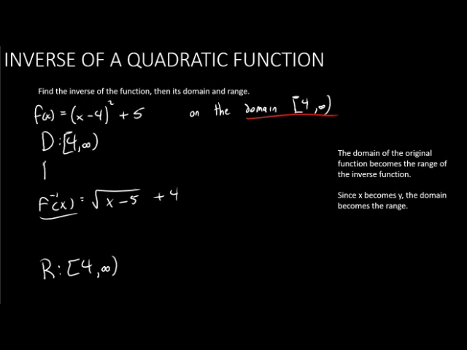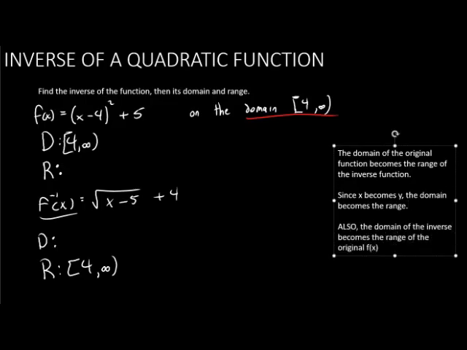Now, notice that we do not know the range for the original function, and we haven't yet gotten the domain for the inverse. But since the domain of the original has become the range for the inverse, we can also say the domain of the inverse becomes the range of the original. So this means we need to find the domain of our new inverse function.